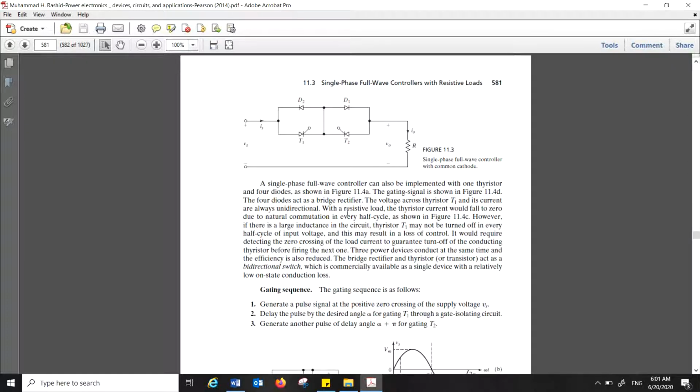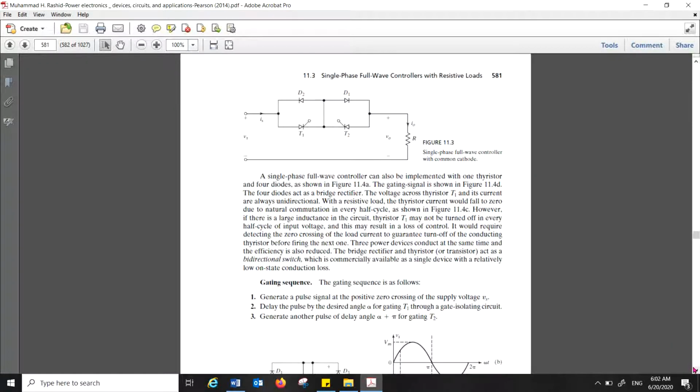The second part is that a single phase full wave controller can also be implemented with one thyristor and four diodes. That is also pretty interesting. We need only one thyristor. In this case, the four diodes act as a bridge. Look at the diagram.